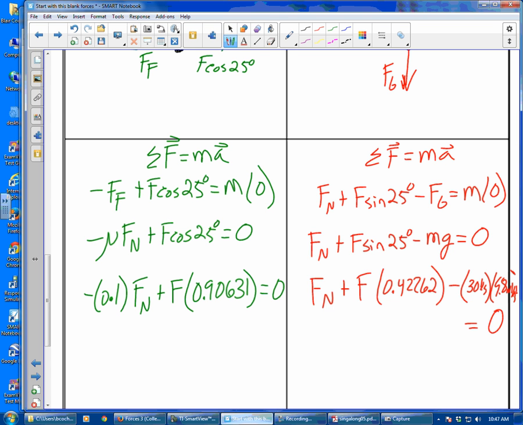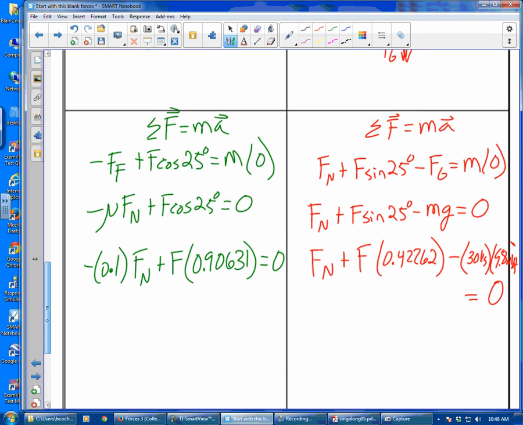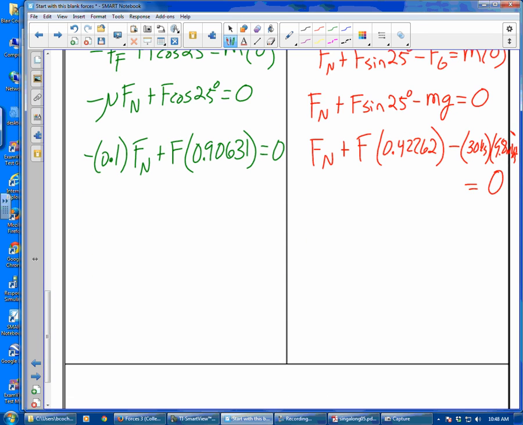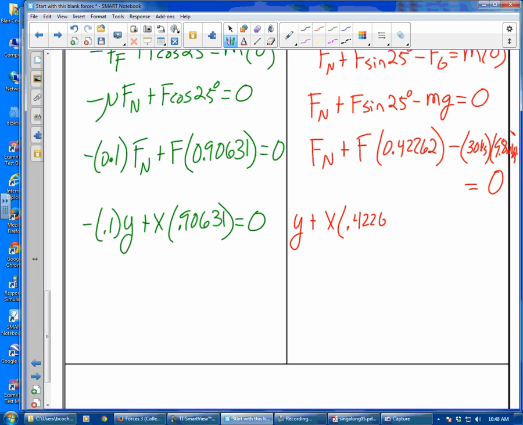Now, remember how Wolfram sometimes doesn't like weird variables? So I would change it to X and Y. So what I'm going to actually put into Wolfram, I'm going to write it out here. On the green side, I'm going to put in negative 0.1 Y plus X times 0.90631 equals 0. And on the red side, I'm going to put in Y plus X times 0.42262 minus 30 times 9.8 equals 0. So that's what I'm going to type into Wolfram.